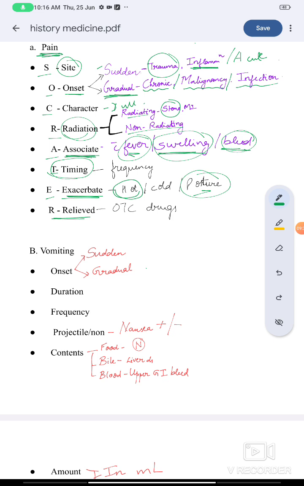Next is the relieving factor, that if the patient has taken some drug and it has helped him relieve it, or certain things like खाना खाने से आराम पड़ता है, पानी पीने से आराम पड़ता है, like if the patient has acidity, sometimes उसको लेटने पे बढ़ती है, कभी कभी बैठने पे बढ़ती है, and such factors.